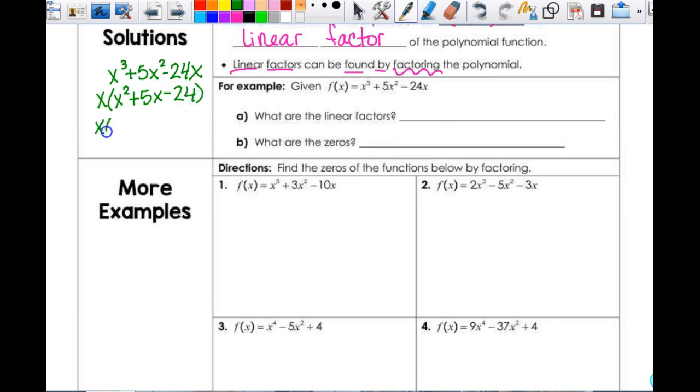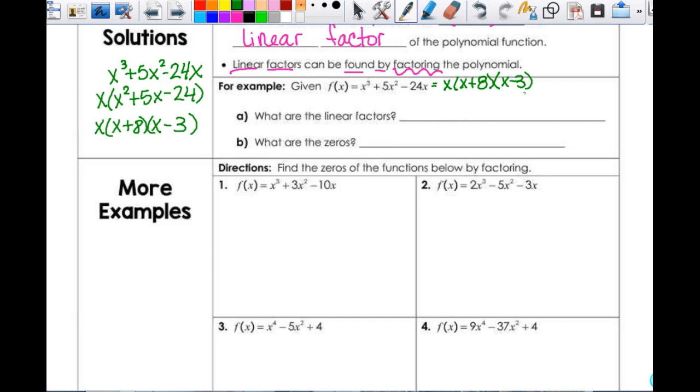So as a reminder, some of you may need a reminder of this, some of you may not. This would be x, this would be x. If this is negative, these signs have to be opposite. They have to be different to multiply to give me a negative. Since this is positive, the bigger number is positive. So they need to multiply to give me 24, and the difference has to be 5, so that would be 8 and 3. So when I factor this, it equals x times x plus 8 times x minus 3. So that's the factored form.